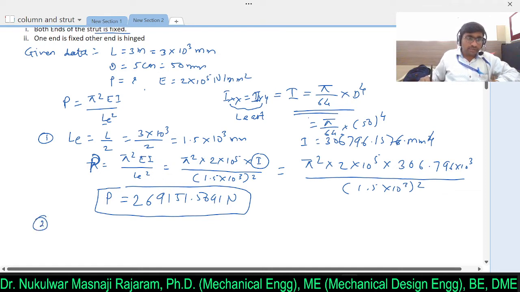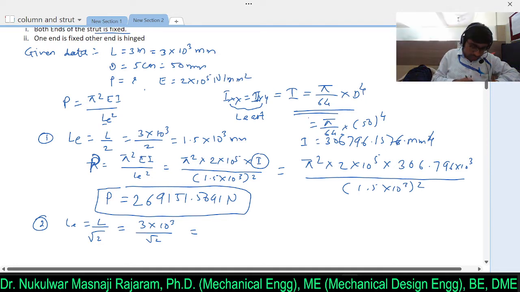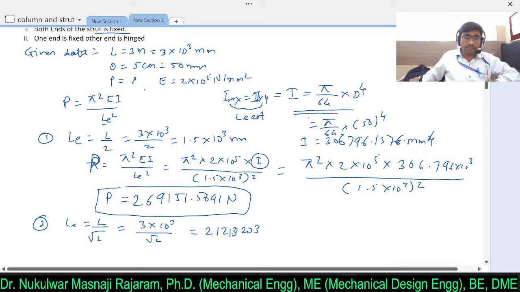Now second condition is one end is fixed and other end is hinged. So for that purpose I will evaluate effective length, that is equal to L by root 2. So 3 into 10 raised to 3 divided by root 2. So that is equal to 2121.323. Clear? So it is in mm.